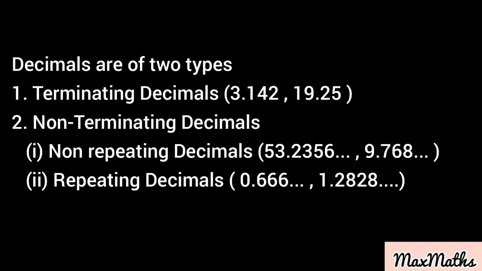If a non-terminating decimal has non-repeating digits after the point, then the decimal is said to be a non-terminating, non-repeating decimal. And if a non-terminating decimal has repeating digits after the point, then the decimal is said to be a non-terminating repeating decimal. As I said, terminating decimals and non-terminating repeating decimals can be written in the form of p by q. Now let's see how we can write these decimals in the form of p by q.